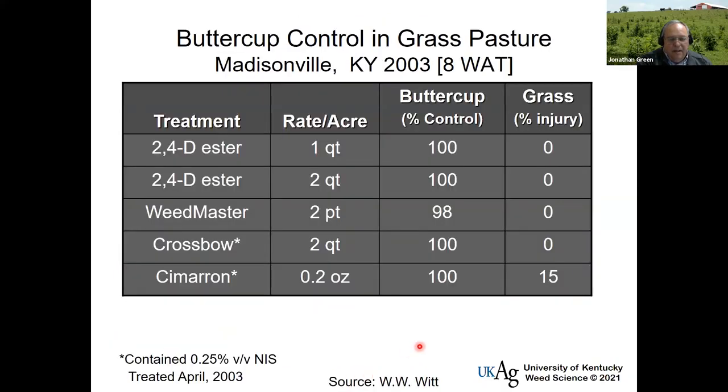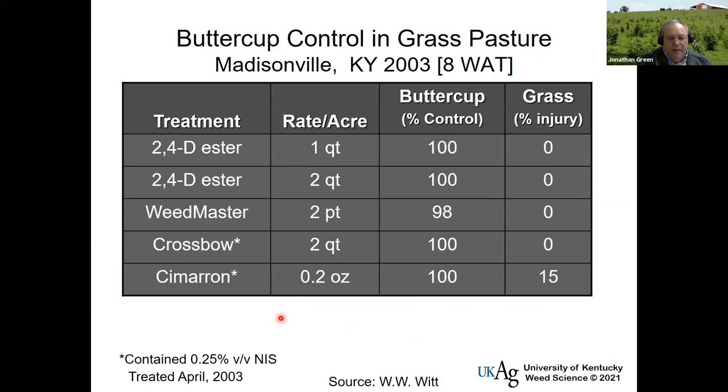In fact, here's some data from a colleague of mine a few years ago, looking at 2,4-D and Weedmaster, Crossbow, and then Cimarron, which is the sulfuron. Excellent results, even at low rates of 2,4-D. So this plant is highly sensitive to the herbicide options that we have available to us. And it's not difficult to control that with herbicides if we choose to.